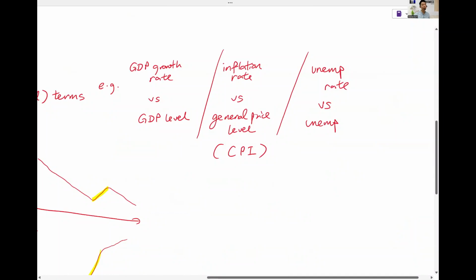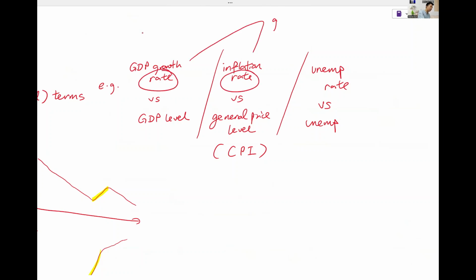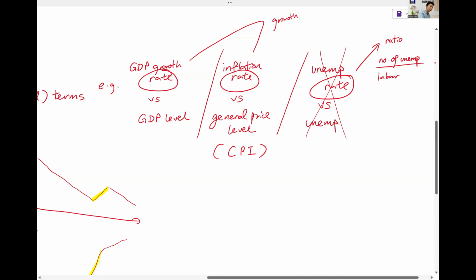Not every rate is the same. This rate all illustrate growth. Yes? How it changed from the previous period. Do you know the rate here is not growth? It's a ratio. So they can't do that. Unemployment rate is the number of unemployed over the size of your labor force. It is not a growth concept. So let's see this unemployment rate as totally different from the rest. Okay? Questions?